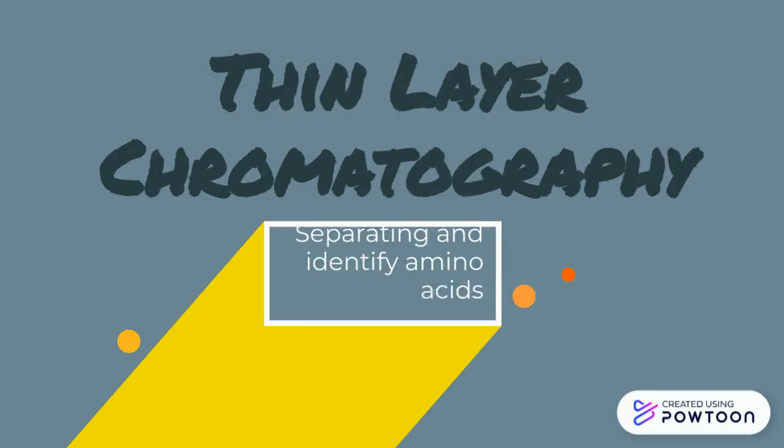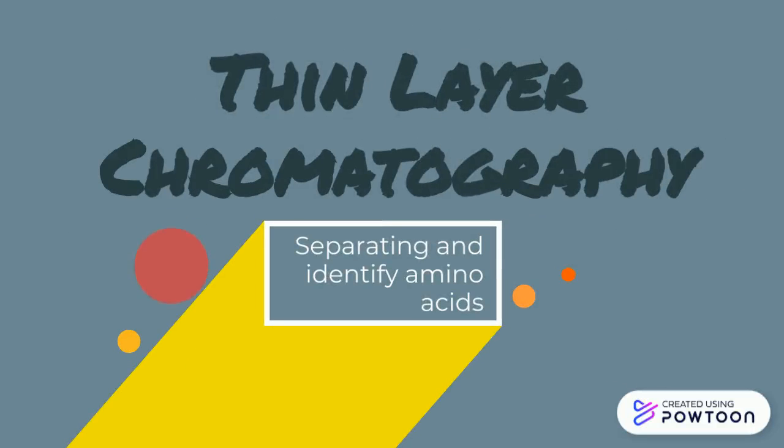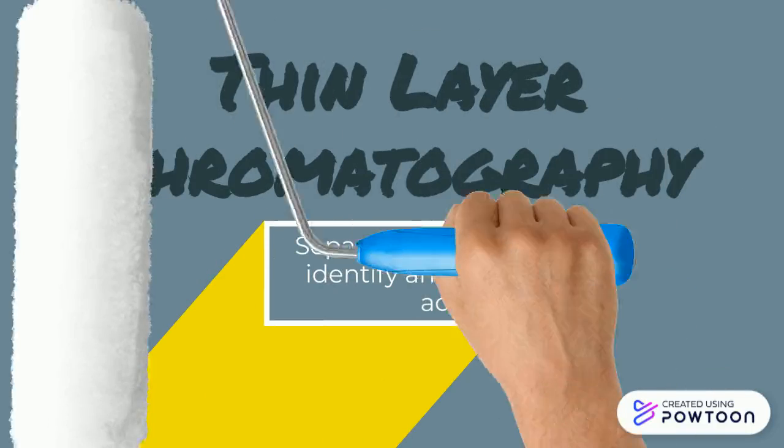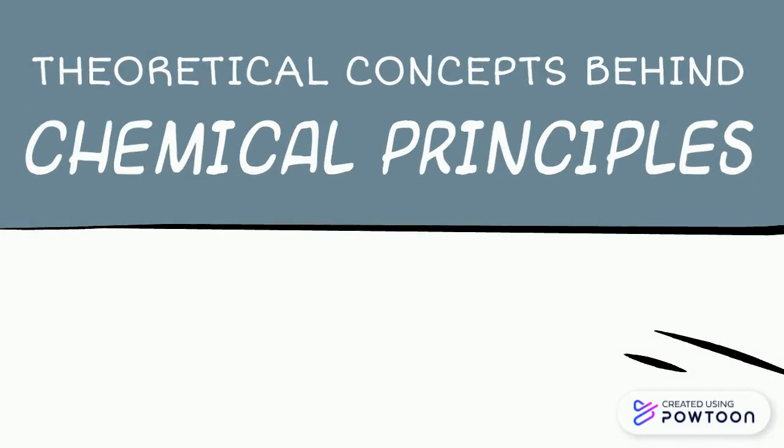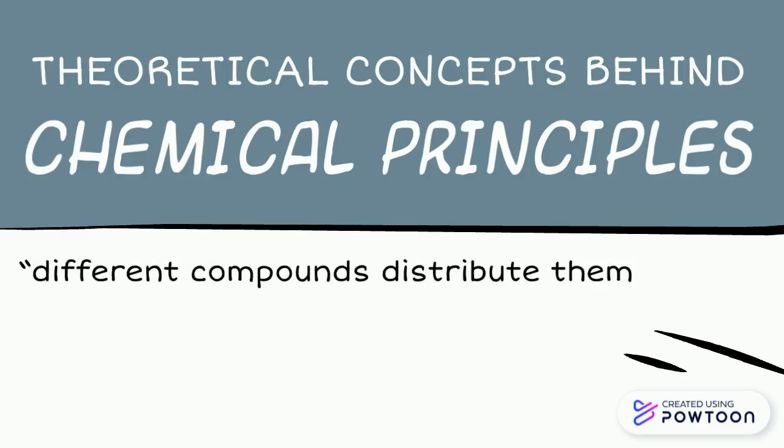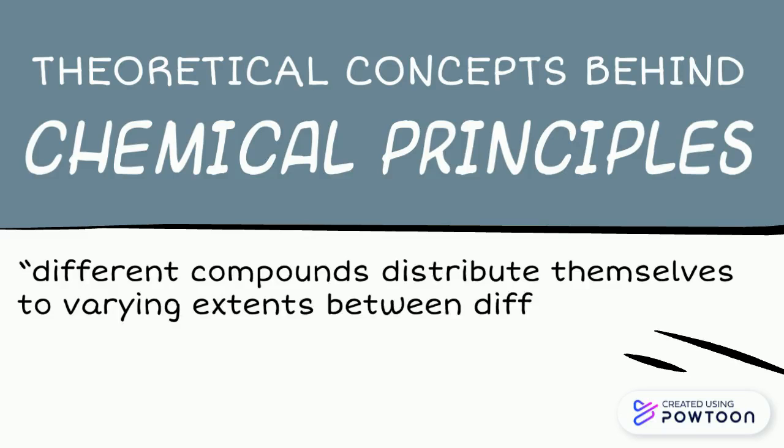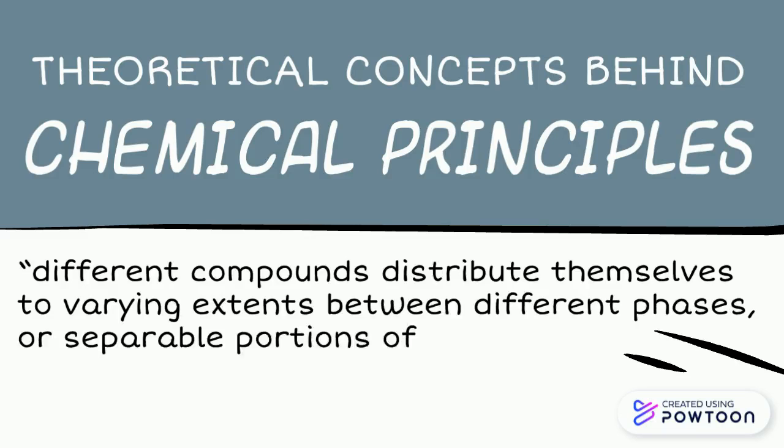Thin layer chromatography for separating and identifying amino acids. The theoretical concepts behind this chemical principle. All types of chromatography work on the same principles of separation and absorption, as different compounds distribute themselves to varying extents between different phases or separable portions of matter.